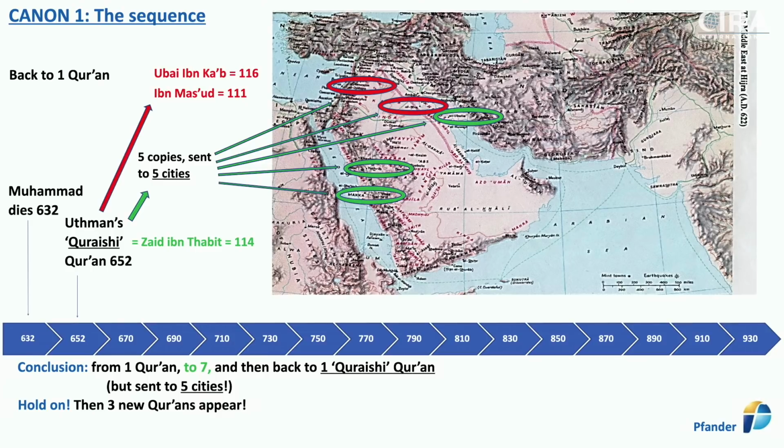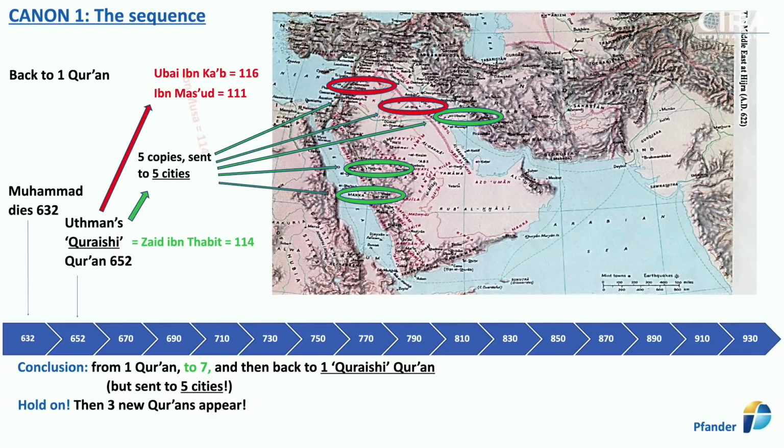And take a look where they are. They're up in the north, in Damascus and in Kufa. That's in Syria and Iraq. So here you have Ubay ibn Ka'b with 116. He should have 114. That's not the same Qur'an. You have Ibn Masud who has 111 surahs. That should be 114. That's too few. And they are not at all down here in Mecca, Medina. They're up in Syria and Iraq.